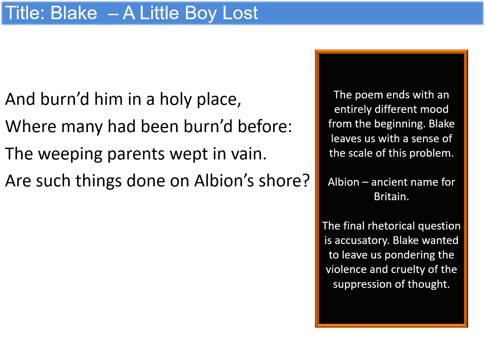Albion is the ancient name for Britain, so the poem ends with a rhetorical question: are such things done on Albion's shore? The fact he's using an ancient name for Britain as well has connotations of the heritage and the very grand nature of the country, and Blake is saying this is what's happening here. So that final rhetorical question is accusatory. Blake wanted to leave us pondering the violence and cruelty of the suppression of thought, and that's a very effective way to end the poem.